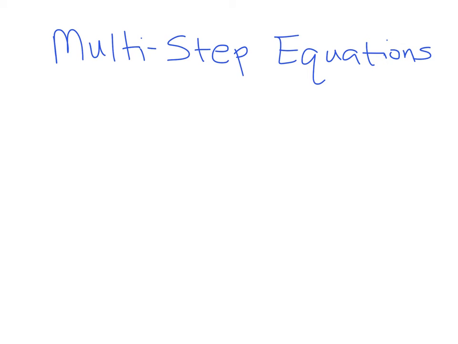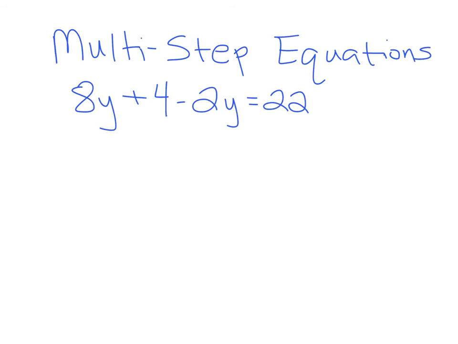Alright, so this is a video about multi-step equations. What I have found is that a lot of times we forget how to solve some equations and we forget some rules about how things are supposed to work. So this is just a few equations to kind of remind you how this goes. So here's my first one. It's 8y plus 4 minus 2y equals 22.